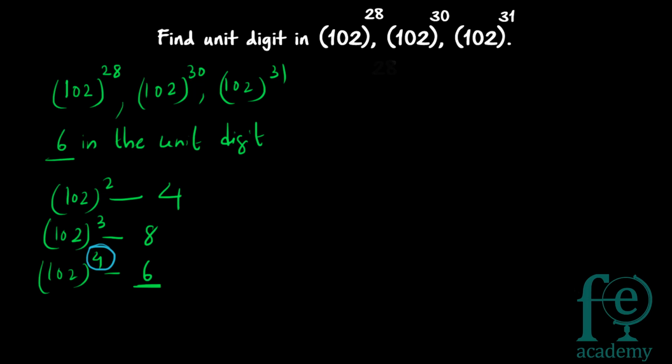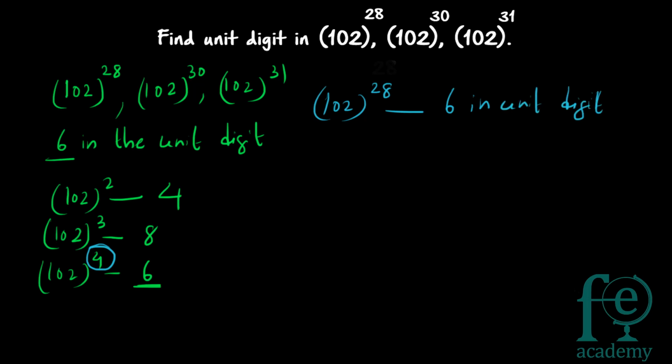The only difference is that for even numbers you have to find the power of the base number which gives you 6 in the unit digit, whereas when the base number is odd, you have to find which power of the base number gives you 1 in the unit digit. So here, 102 raised to 28. 28 is a multiple of 4. So without any doubt you can clearly say 102 raised to 28 will give 6 in the unit digit.